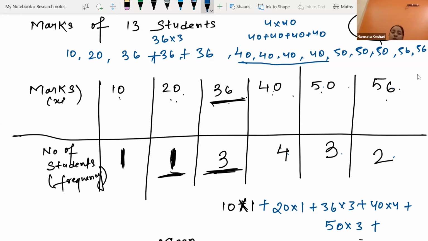ओके, अभी डेनोमिनेटर में फ्रीक्वेंसी जितने डेटाज है, कितने डेटाज है हमारे पास, वो लिखना अभी बाकी है. ठीक है, तो पहले हम सारे ही नंबर को ऐसे अरेंज कर लेते. जस्ट अ सेकेंड.